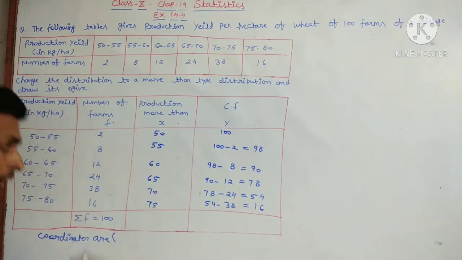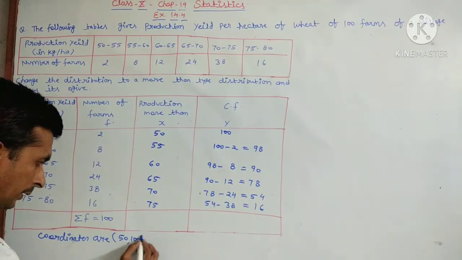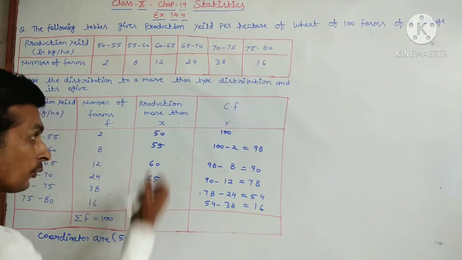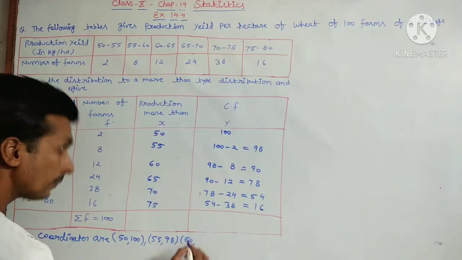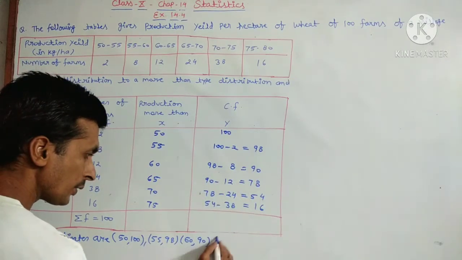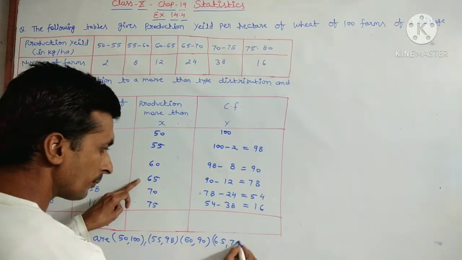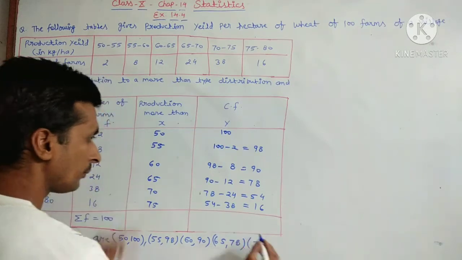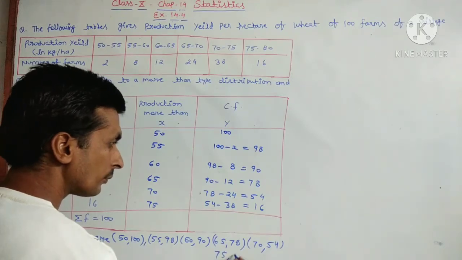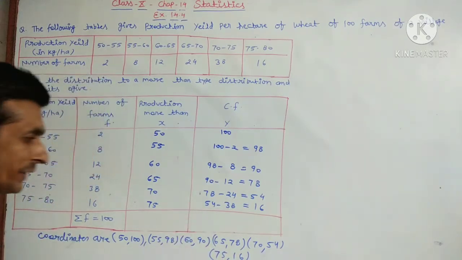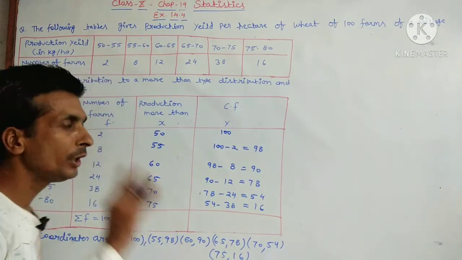Okay friends, the coordinates are: the first one 50 comma 100, the second one 55, 98, 60, 90, 65, 78, and 70, 54, and 75, 60. So these are the coordinates. There are only 6: 1, 2, 3, 4, 5, 6. With the help of these coordinates, you will make a graph.